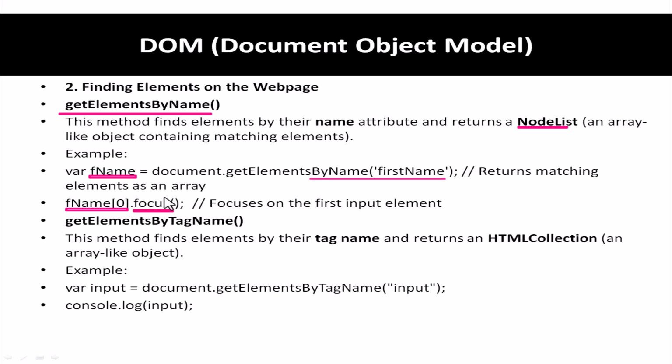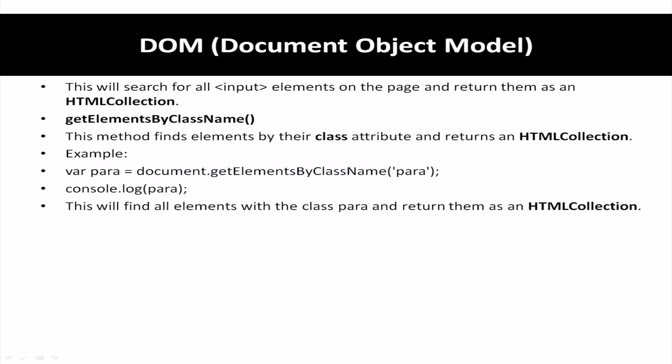So starting from the first name, it is going to focus on the first tag element. Whatever the array stored element is there, it will be focusing on that particular element. Next, tag name returns the HTML collection, like an array object. Next, input. Input is a variable which is going to store whatever input name you get based upon the element. So console.log input, so that you are able to get the input, and that particular message will be shown in the console log. It also searches the input elements on the page and returns them as an HTML collection.